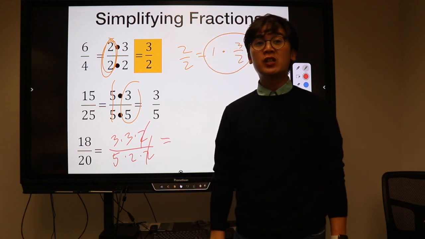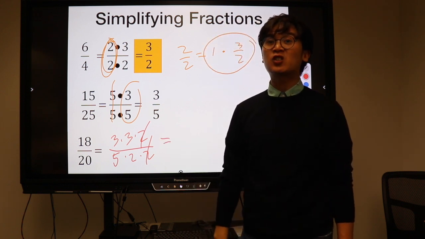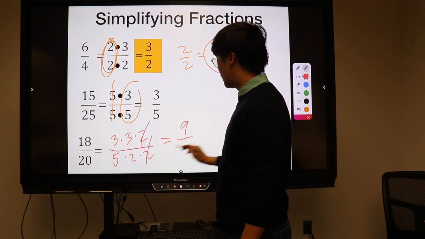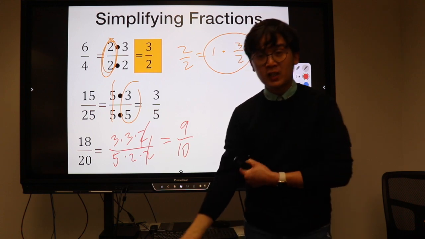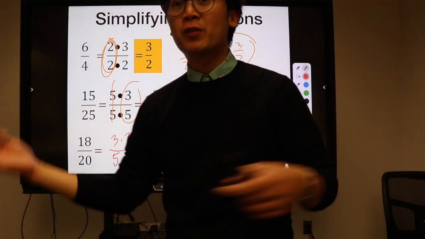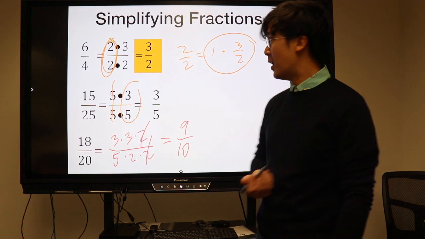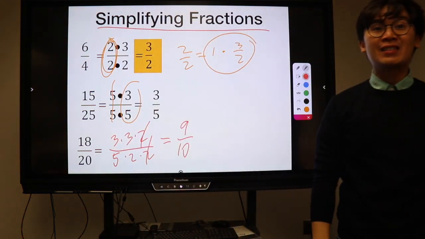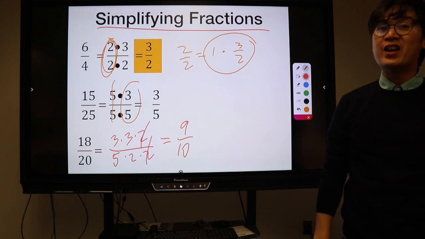No. So when there's nothing else to cancel, just combine them by multiplication. What's 3 times 3? 9. What's 5 times 2? 10. And that is the simplest form. So whatever is left, you just put them back together and that is the simplest form. So what you're doing is simplifying using the prime factors of your numbers.